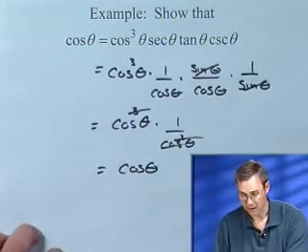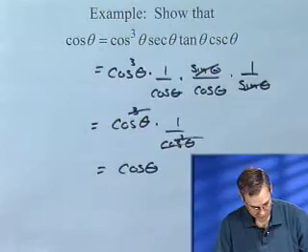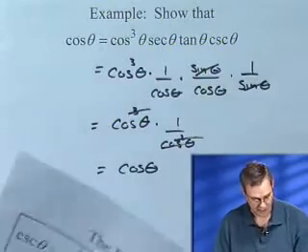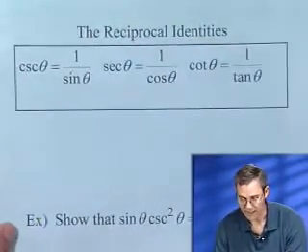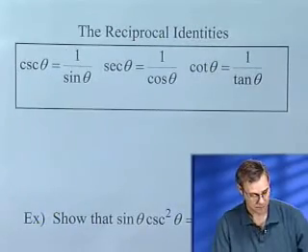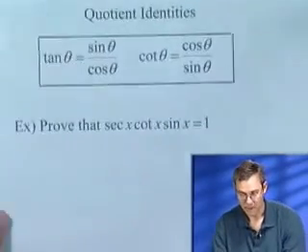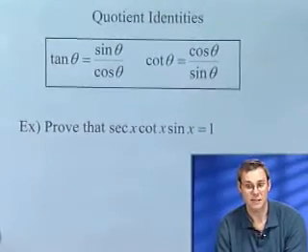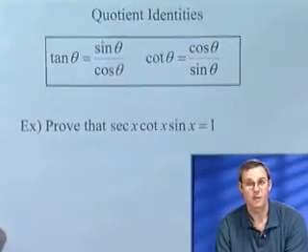So again, we started with the larger expression, we reduced with our identities, then we got some cancellations, and we're left with cosine. What you have to write down, if you haven't already, is our two types of identities: the reciprocals, and the quotient identities. In the next lesson, we'll get some more identities, and we'll do some more problems like this.